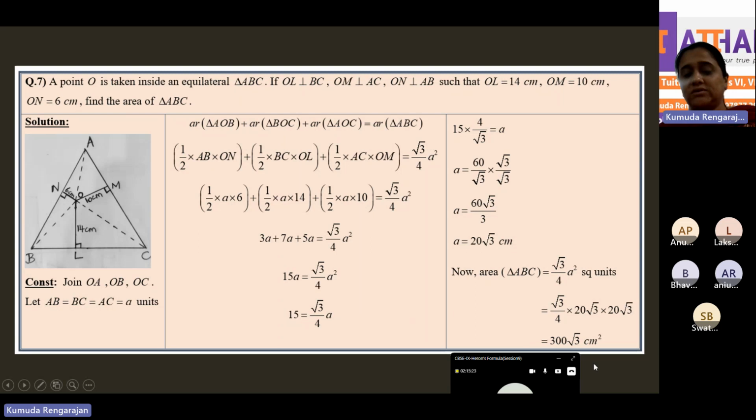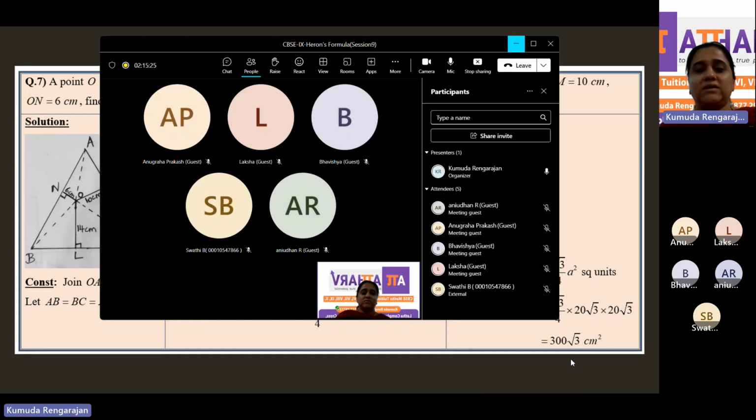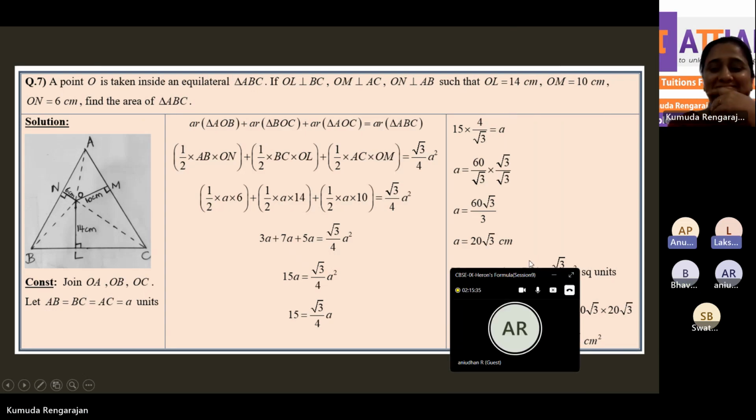It's a very important question. Please revise this well. Finish writing, all of you? Bhavishya, Swati, Laksha, Anugraha. Ma'am, last. Yes, ma'am.